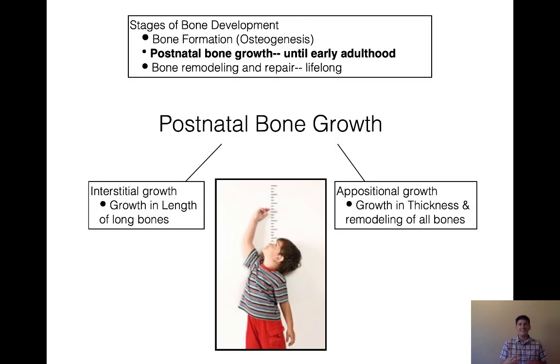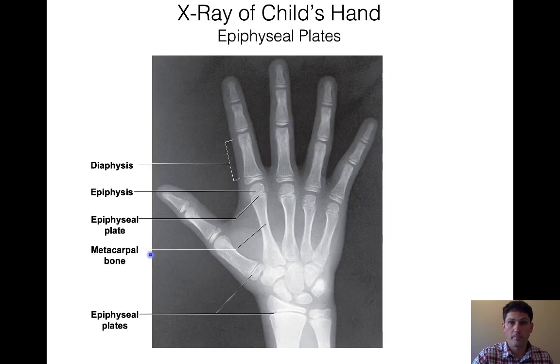So postnatal bone growth happens until adulthood. We have two types of postnatal bone growth: interstitial growth, growth in the length of those long bones, and then we have appositional growth, which is increasing the thickness and the girth of those bones.